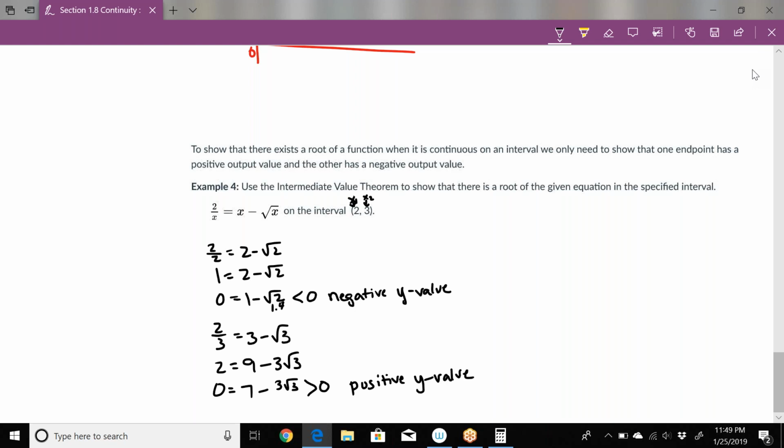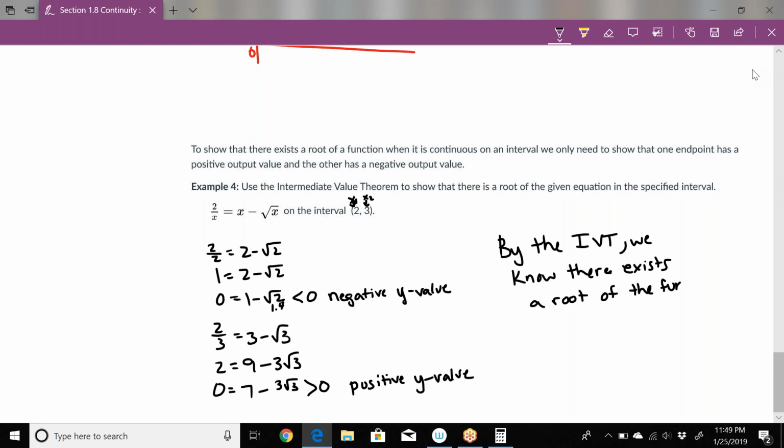So by the intermediate value theorem, we know there exists a root of the function between the interval 2 to 3. We don't know if there's just one or if it's more than one. We just know that there exists one.